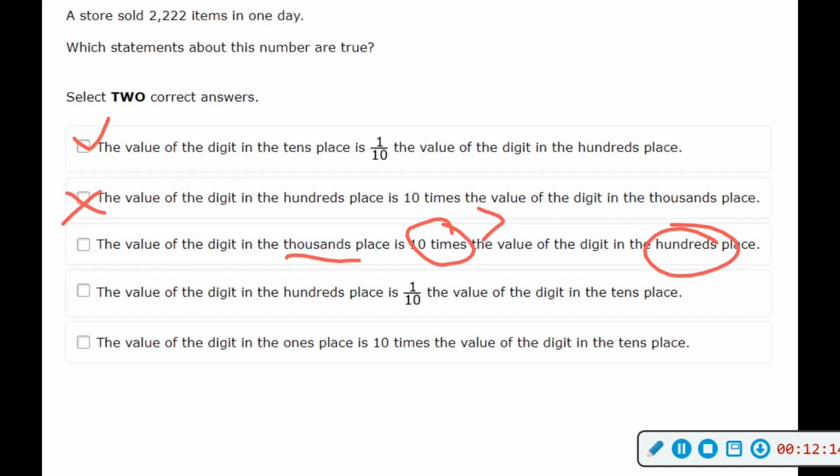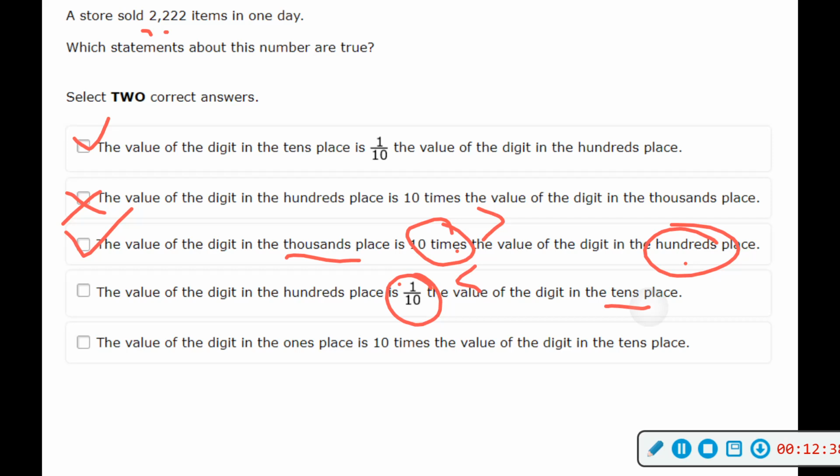We know that the thousands is worth more than the hundreds place. And because the thousands is right next to it, we know it's 10 times a difference. That means that the thousands place is in fact 10 times greater than the hundreds. That is correct. The value of the digit in the hundreds place is 1/10, meaning less than the tens place.